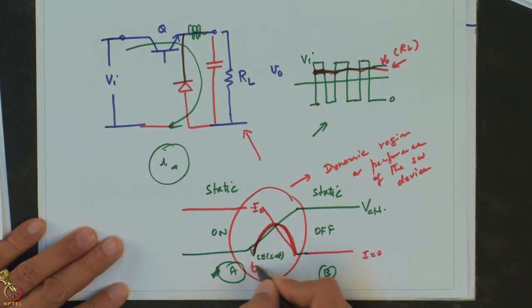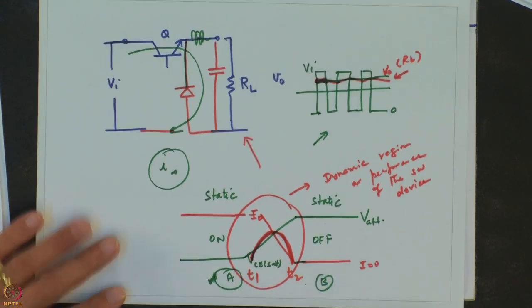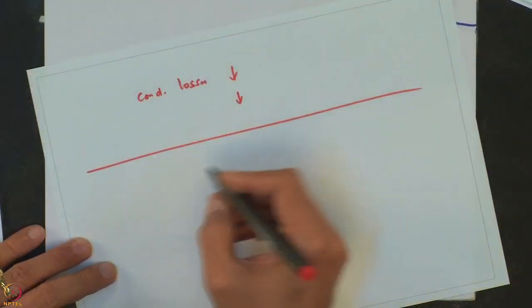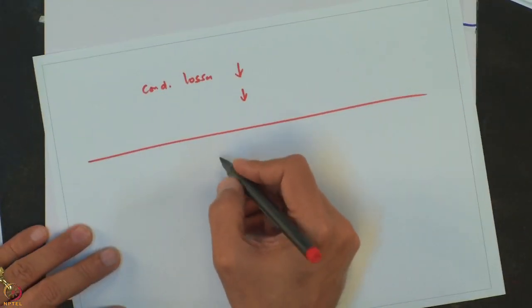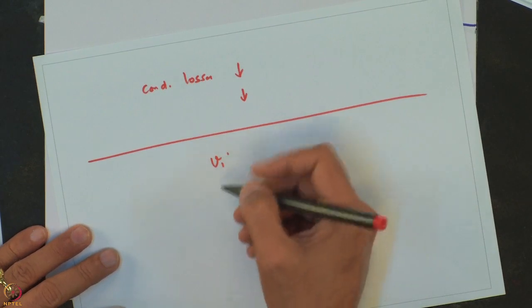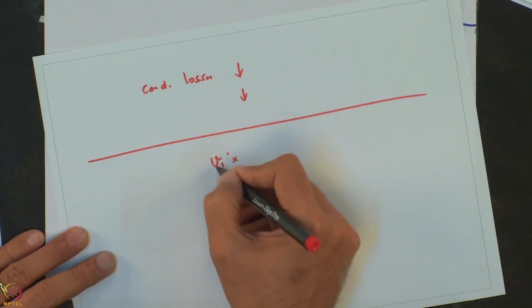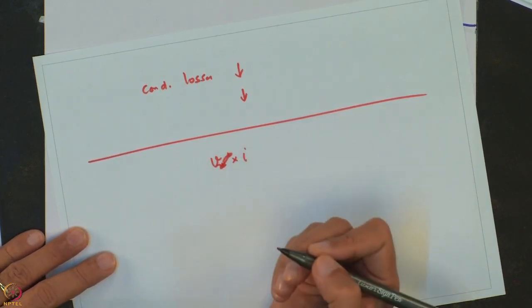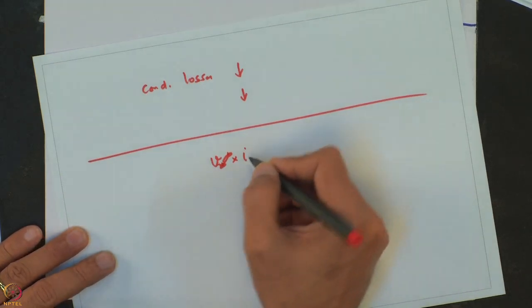And if I denote this by times t1 and t2, and denote my voltage and current during this time by V and I, then I can simply say that the instantaneous power during this switching operation can be denoted by V into I.